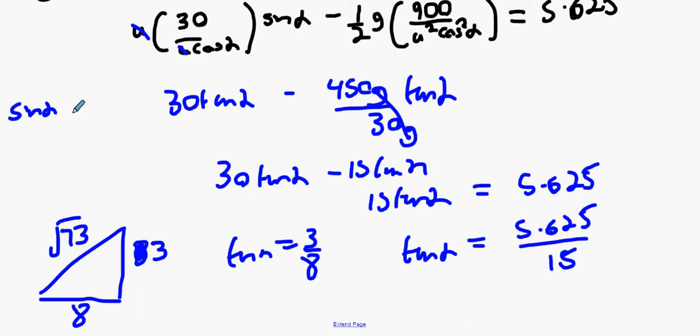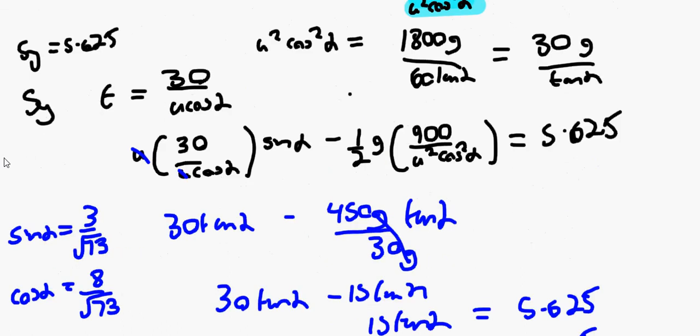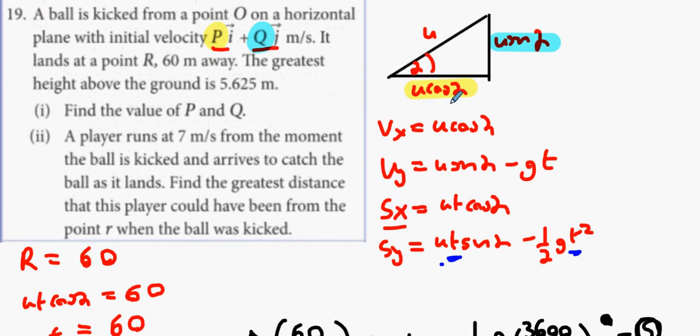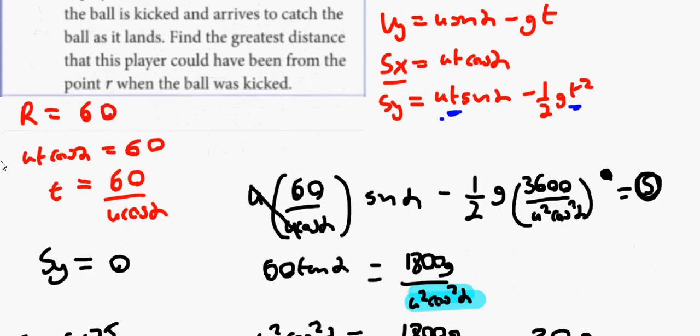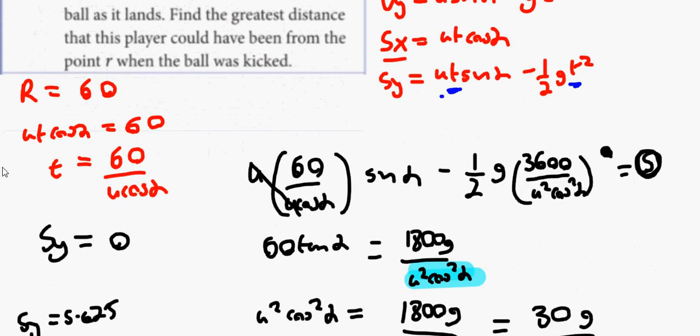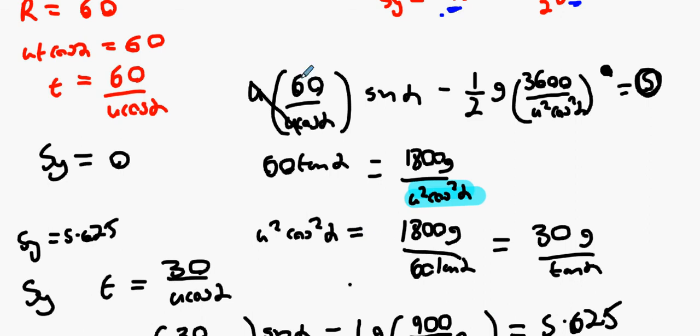So I now know what sine alpha is. 3 over root 73. Cos alpha is 8 over root 73. Now, what's the problem? If I go back to the start, I need u as well, don't I? So, this is fun. I now have got to figure out how I'm going to find out u. Should be reasonably okay. Yeah, I can calculate it.